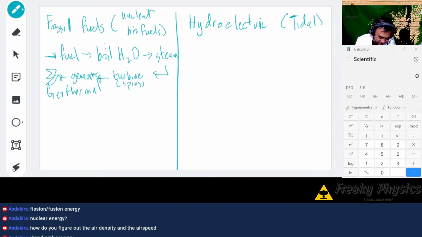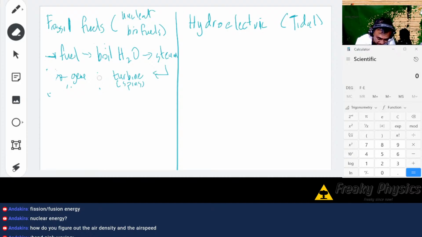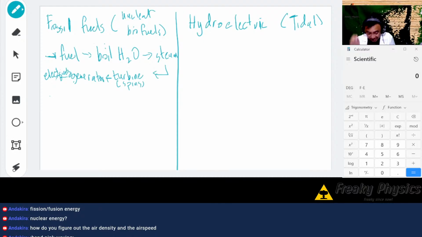Okay, that is a horrible lightning bolt. So this is always the case for all biofuels, all fossil fuels, and nuclear energy. Generator, electricity. So just follow this sequence. The only thing here is the fuel produces heat differently depending on the type.